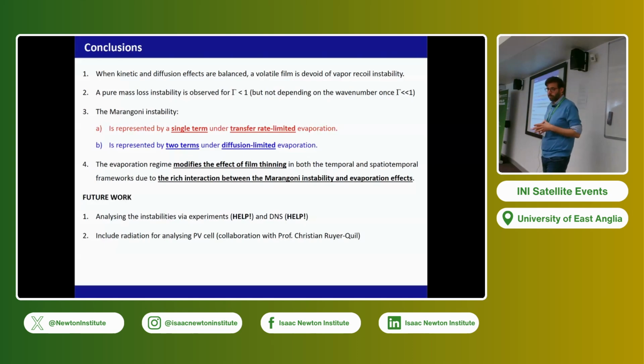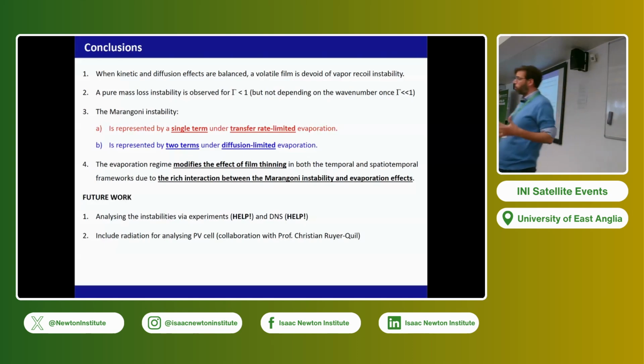A pure mass loss instability is observed for gamma smaller than 1, but it's not dependent on the wave number anymore when we are going into the transfer rate limited regime. The Marangoni instability has two terms in general, in particular under the diffusion limited regime, and only one single term in the transfer rate limited regime. We notice that the evaporation regime modifies significantly the effect of film thickness, and this gives a rich interaction between Marangoni and evaporation effects.